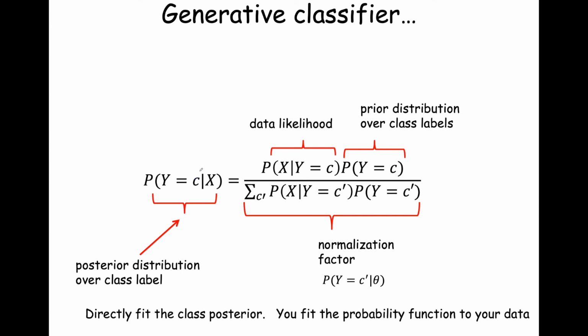One of the things you can do is directly fit this class posterior. You fit the probability function to your data for the likelihood, and then you select the class label whose posterior probability has the most mass, i.e. has the greatest probability. All of these quantities you can compute from your data. The prior you can compute from your data. The normalization factor you can compute from your data. The likelihood, you just pick a distribution and fit it to your data, or you can do it by counting. You use all of this to compute the posterior, and you output for your probabilistic classifier the prediction associated with the highest probability mass.